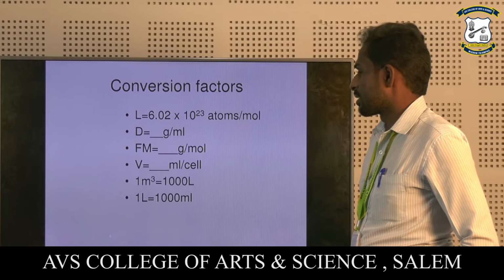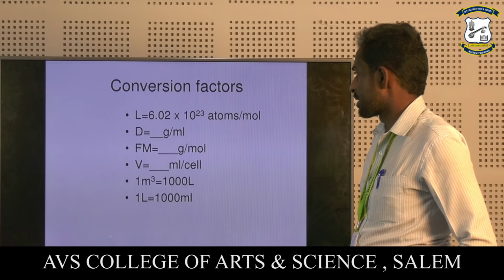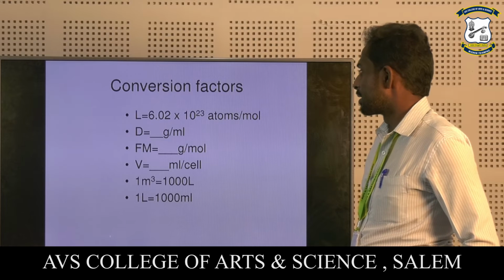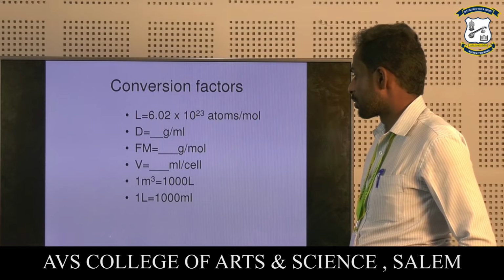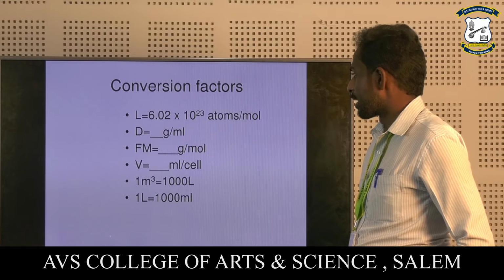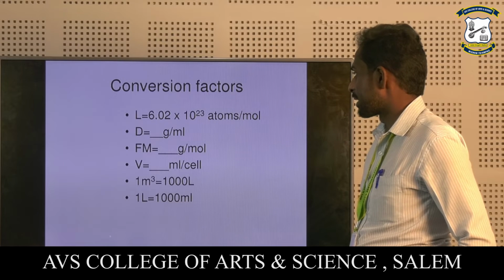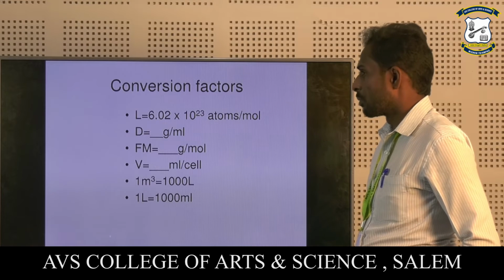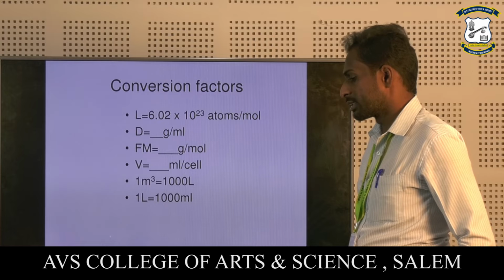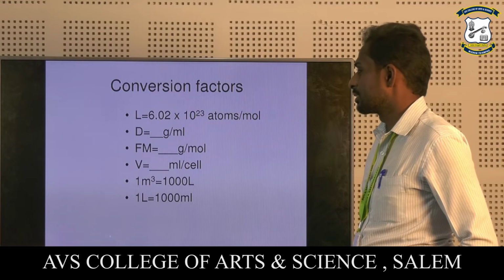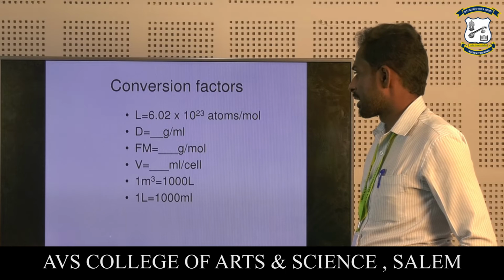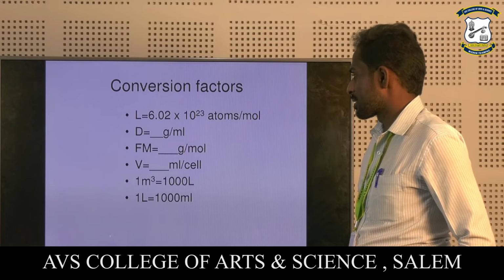Conversion factors. What are the conversion factors present in a cubic structure? L, D, FM, V, and 1 m cube and 1 L. L means the length of the atom, 6.02 × 10^23 atoms per mole. Mole means the molarity, weight, and some distance. D equals dimension. The dimension is kilogram per millimeter square.